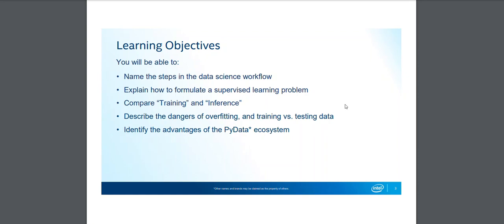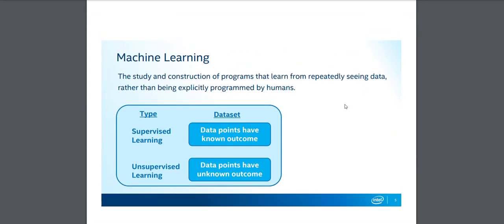We're going to explain how to formulate a supervised learning problem, and we're going to compare the difference between training and inference. We're going to be able to describe the dangers of overfitting and what overfitting is, and the difference between training and testing data. Lastly, we're going to identify advantages of the PyData ecosystem. Okay, so let's jump on into this, and we'll talk about machine learning.